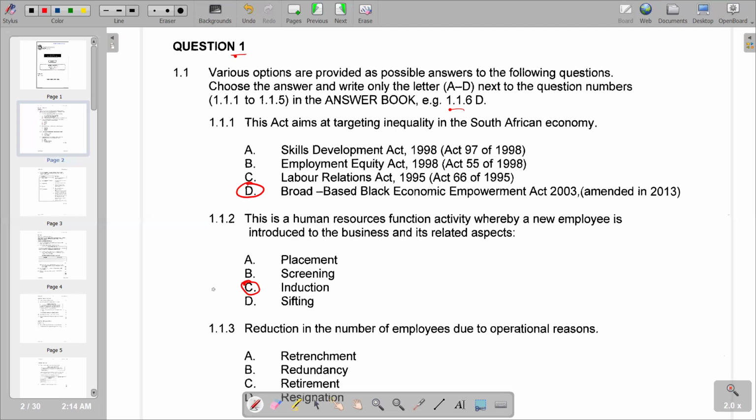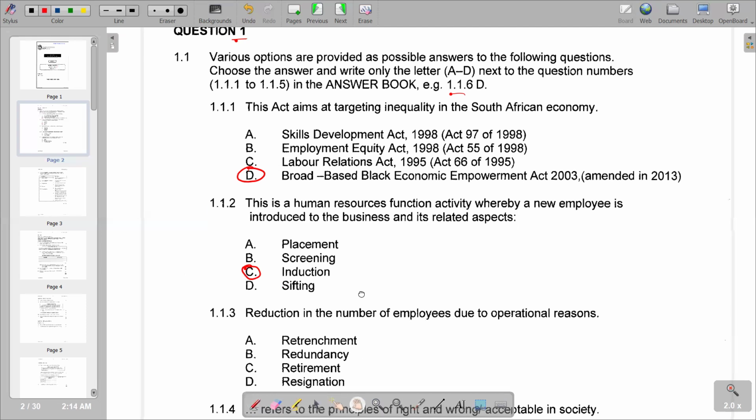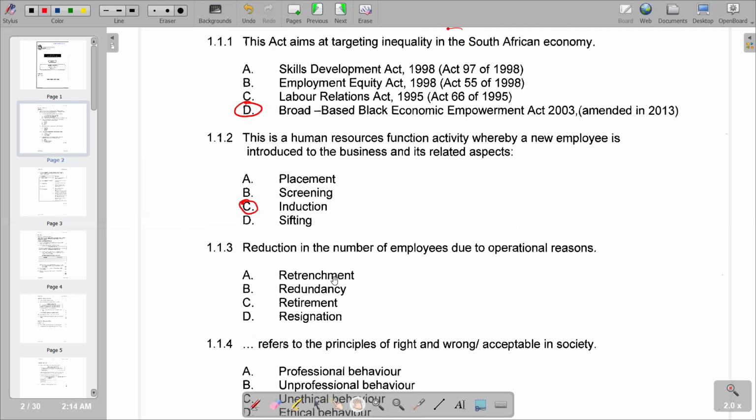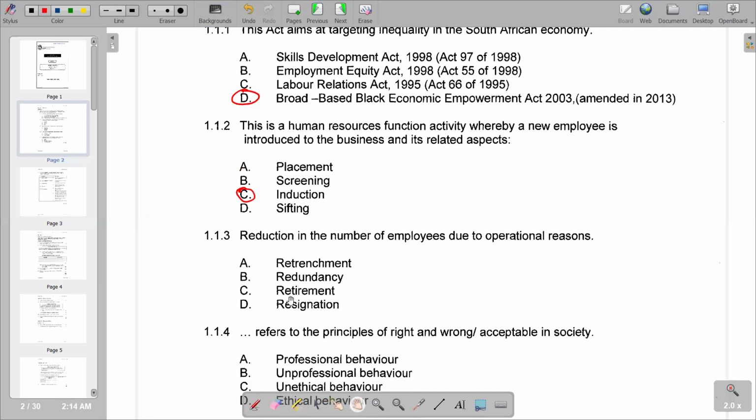Then we go to 1.1.3, reduction in the number of employees due to operational reasons. We have got retrenchment, redundance, retirement, resignation. According to the response given, we know that it's retrenchment. So that's the correct response that we have.